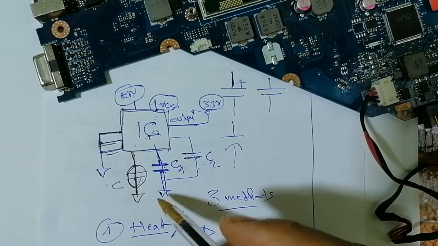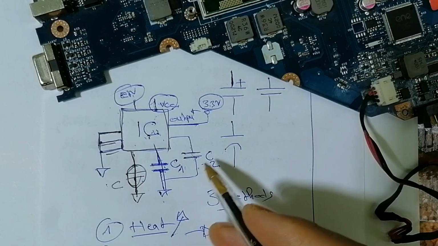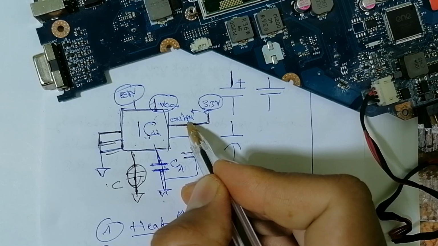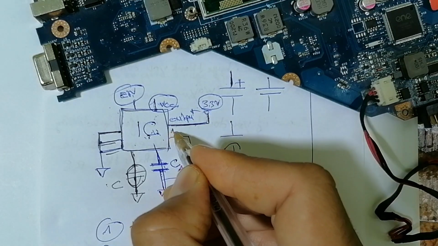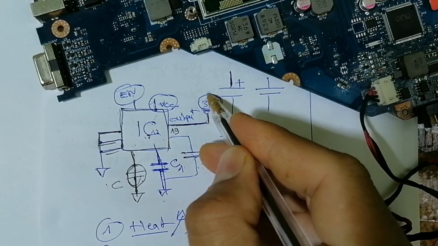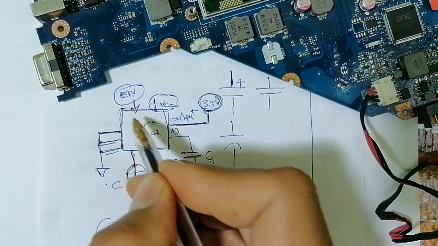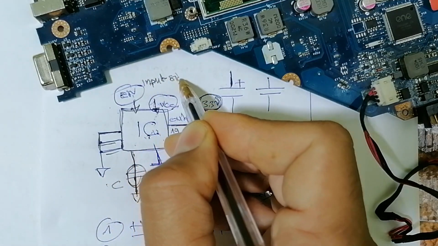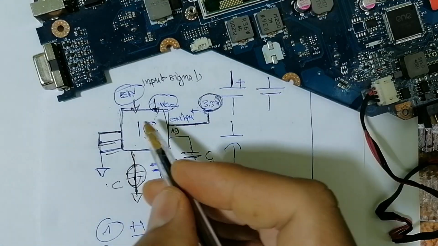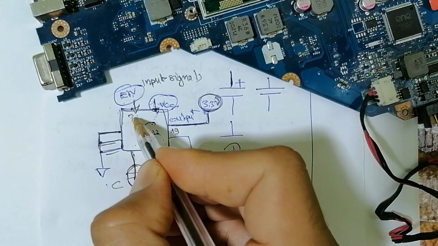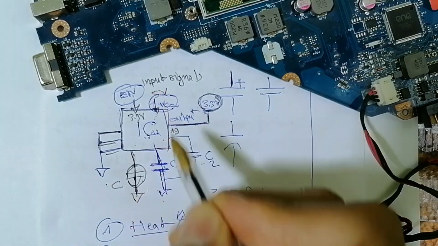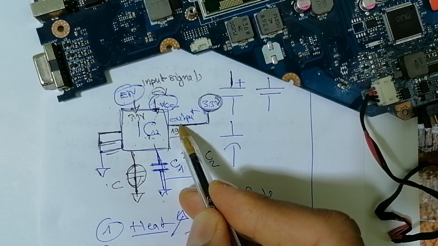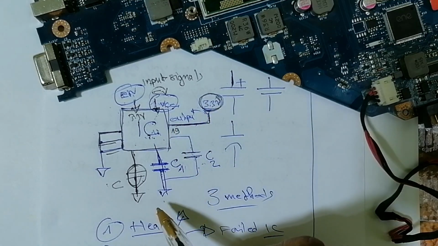The third method is by checking the inputs of the IC. So for example, let's assume here that this IC will generate 3.3 volt in pin, for example, 19. So to generate this 3.3 volt, the IC should receive some input signals, including the enable signal here, 3.3 volt, and the VCC 5 volt, for example. If these two signals are missing, the IC cannot generate the 3.3 volt.